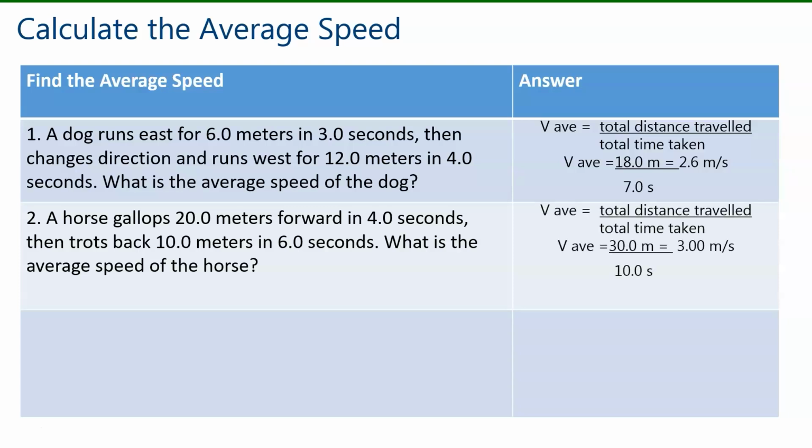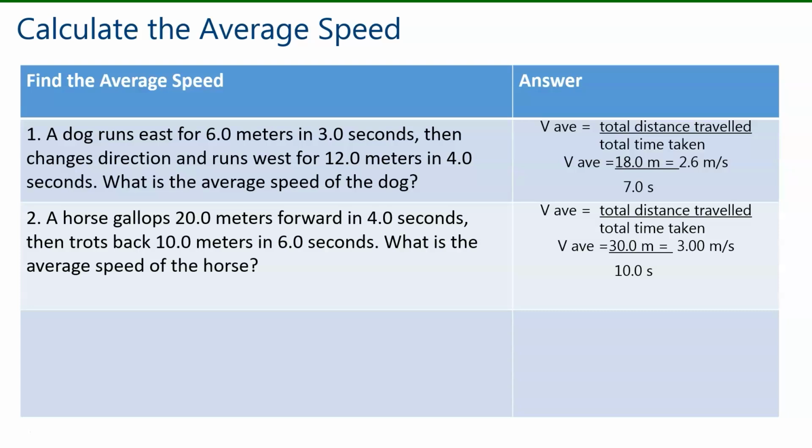The formula for average speed is total distance traveled divided by total time taken. The total distance the horse traveled was 20.0 meters plus 10.0 meters, which gave us 30.0 meters. The total time it took the horse was 4.0 seconds plus 6.0 seconds, giving us 10.0 seconds. When we divided those numbers, we got 3.00 meters per second.